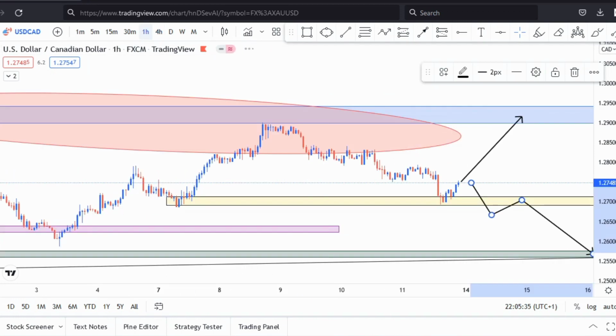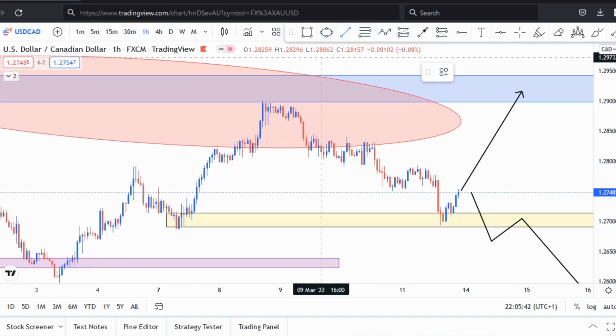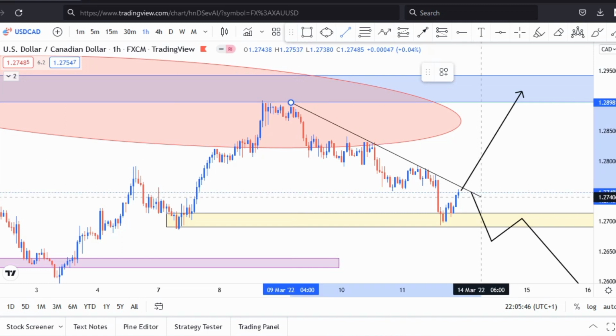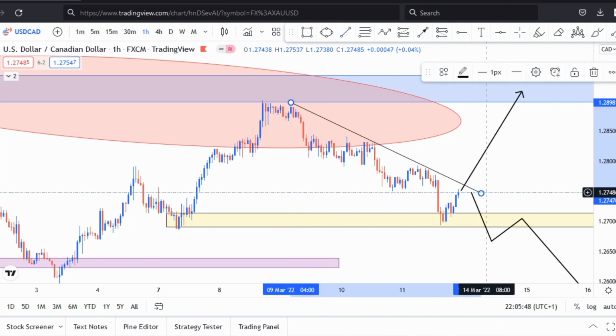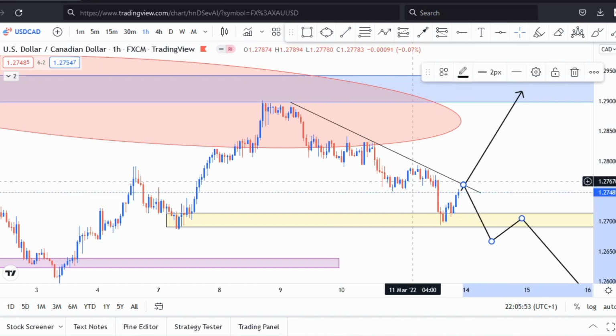Another way to trade this as well is, if we go to the 1-hour time frame, we can plot our trend line from these areas here. And the way we trade it would be, if price gets to this trend line, it gives us a bearish signal because there is some sort of resistance level here.